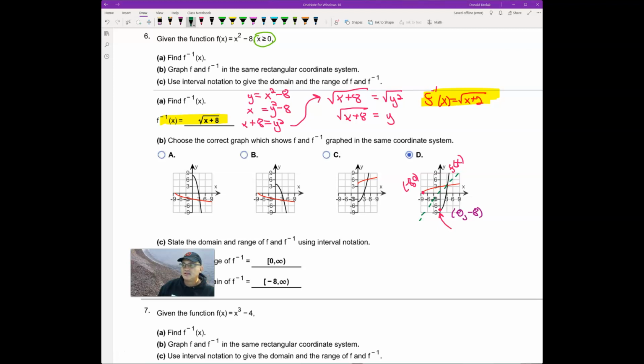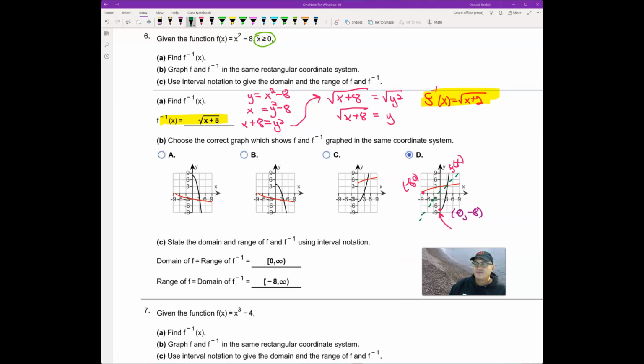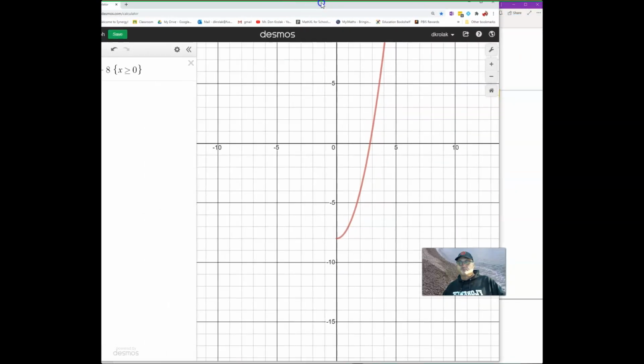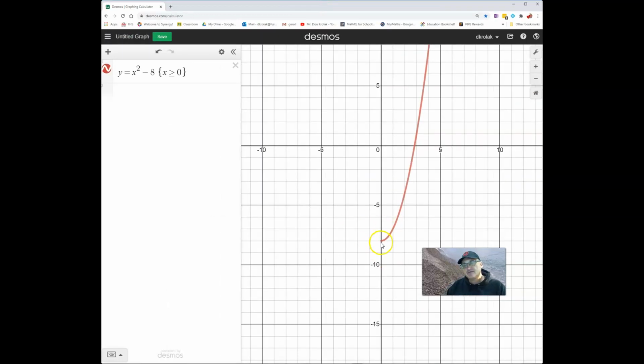Okay, it says then state the domain and the range of f and f inverse. All right, so on the summary that I gave you, the domain of the original is equal to the range of the inverse, and the range of the original is equal to the domain of the inverse. So if I was looking at this graph right here, the one that we graphed on Desmos, I can see that the domain of this graph is 0 to infinity to the right, and the range is from -8 to infinity.